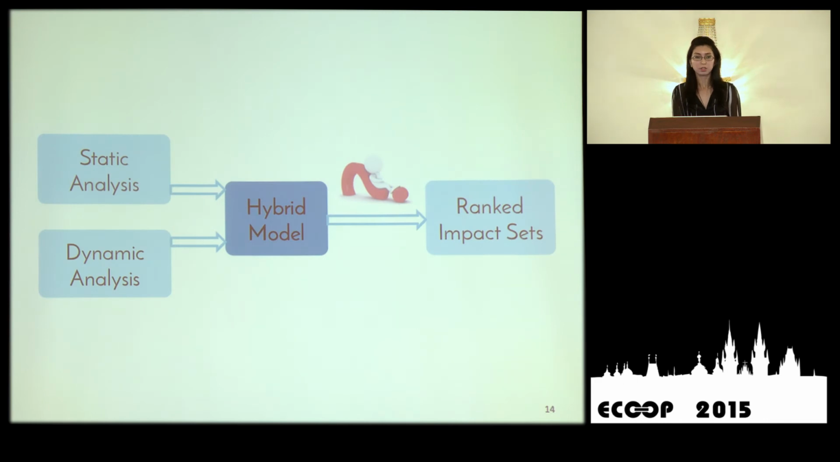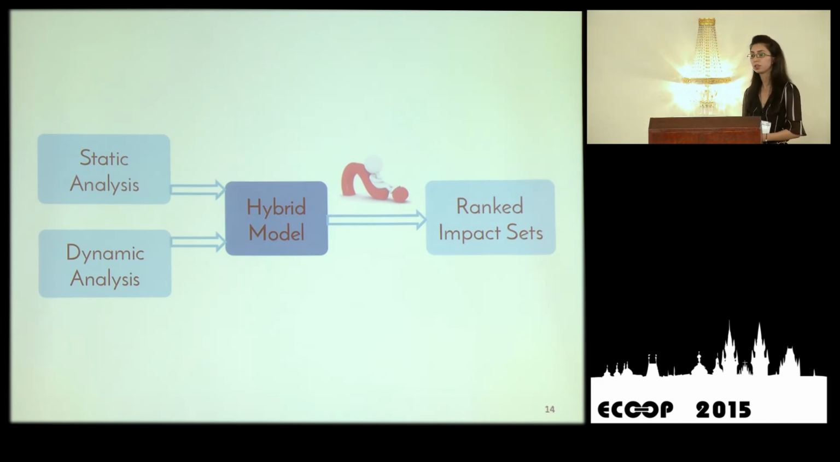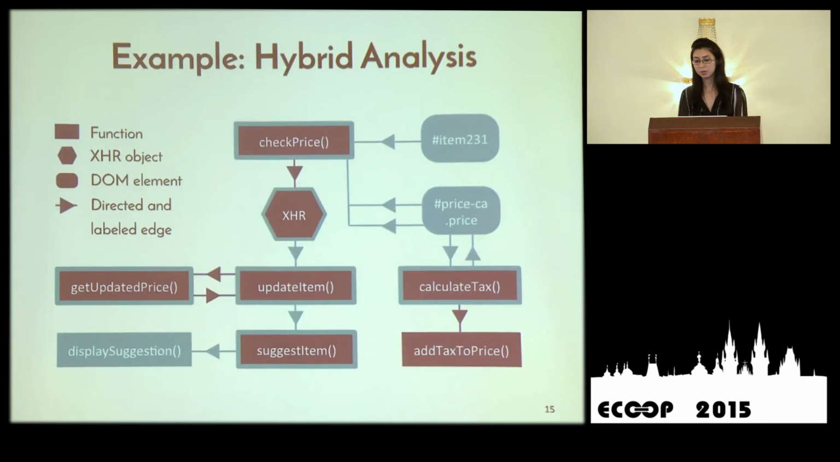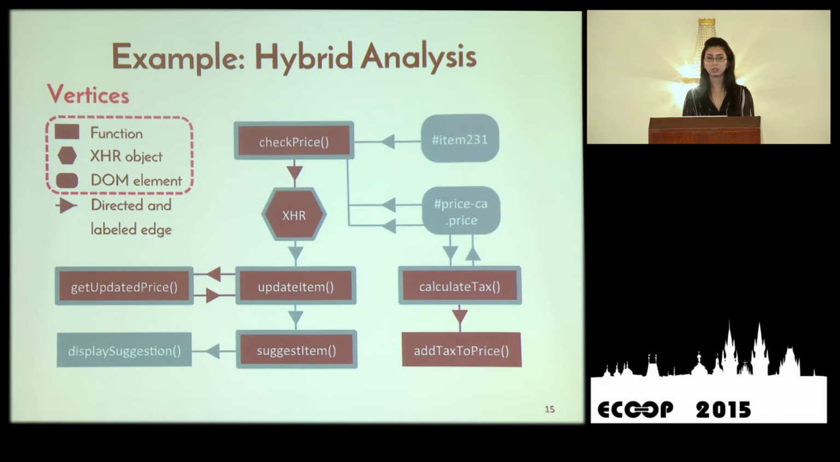So this brings us to our hybrid model. We have the static analysis, we have the results of the dynamic analysis, and now we can create a hybrid model of the application, putting those two together. So this is, again, a very simple example. We'll show you the core of our hybrid model. Our hybrid model is basically a directed graph. The nodes in the graph are the entities that matter to us: JavaScript functions, DOM elements, XHR objects.